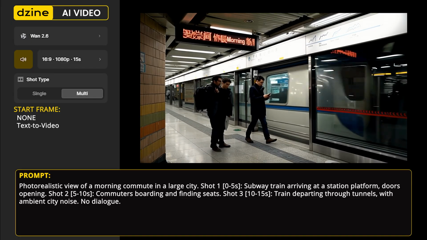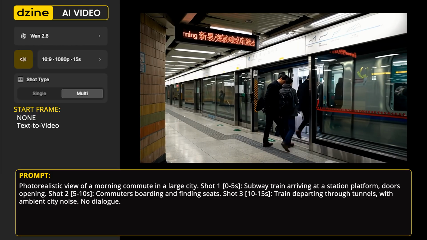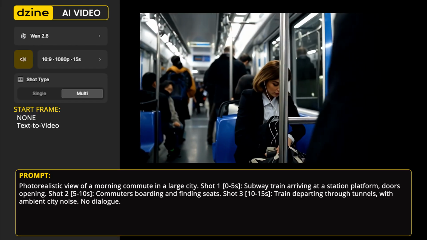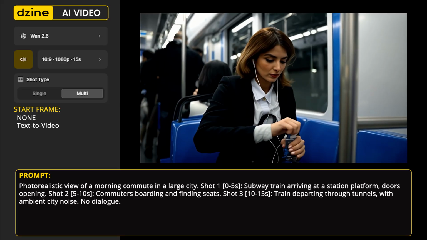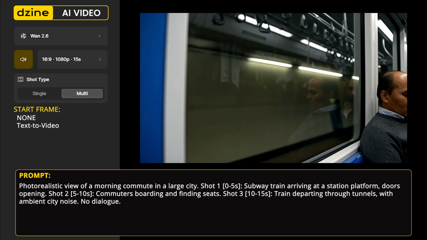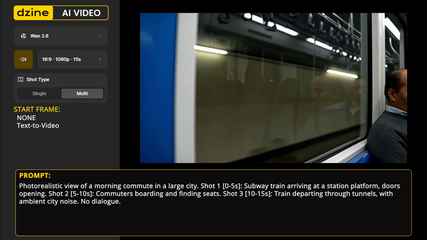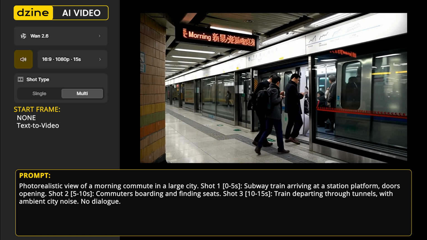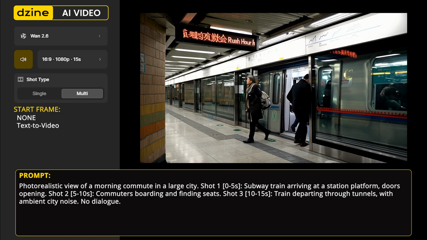It looks like it covered the prompt pretty well. The morning commute in a large city, that was kind of the overall theme. And then for the three shots, it's got the train showing up and the doors opening. It's got the commuters boarding. It's got a little bit of other motion there on the train. And it does look like it's departing through the tunnel. And I think we got decent ambient noise there, along with no dialogue like we specified.